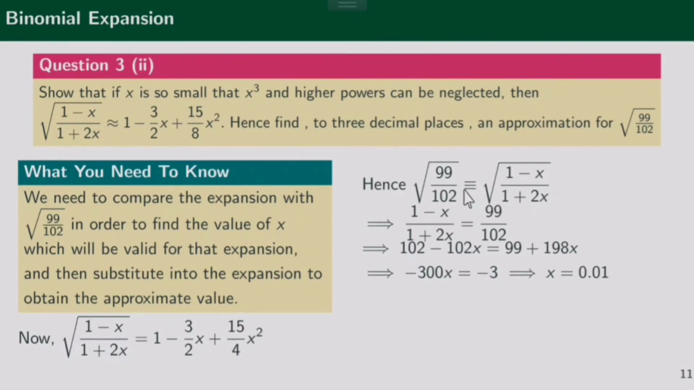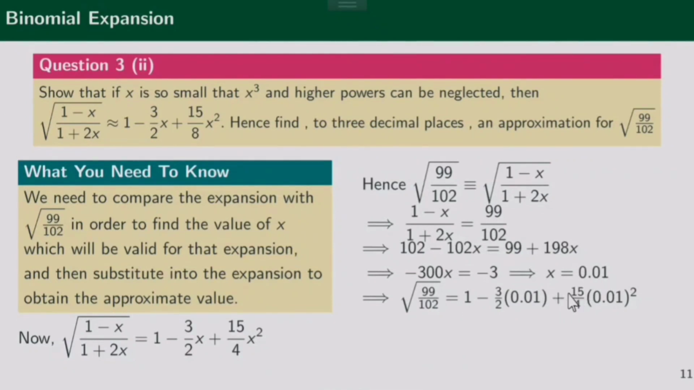So that means the left hand side is equivalent to the right hand side for some value of x, which is 0.01. That means if I come back to the expansion that I had solved before and I substitute x by 0.01, I will be finding the square root of 99 divided by 102. So let me go back to this expansion and substitute in the values of x. So I'll be having the square root of 99 divided by 102 is equal to 1 minus 3 over 2 multiplied by that value of x, which I have as 0.01.